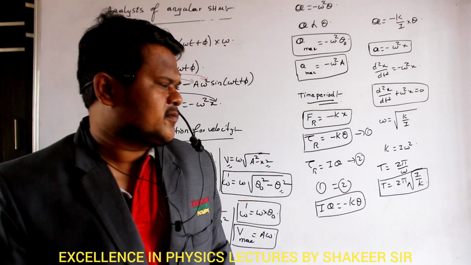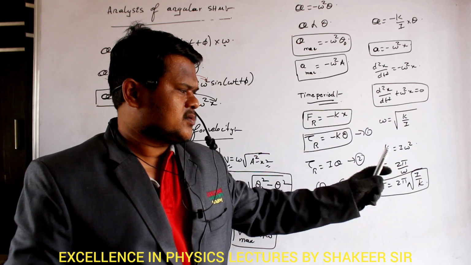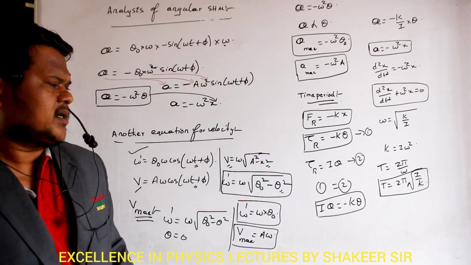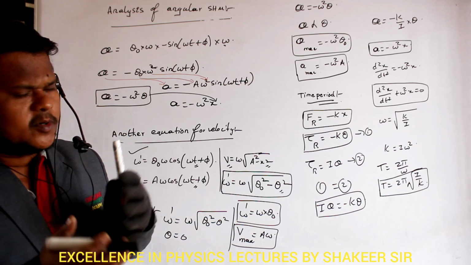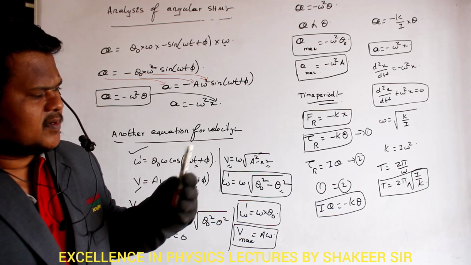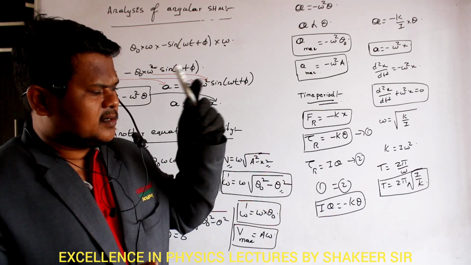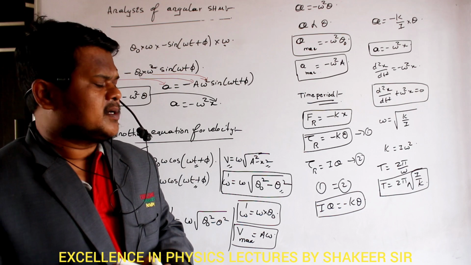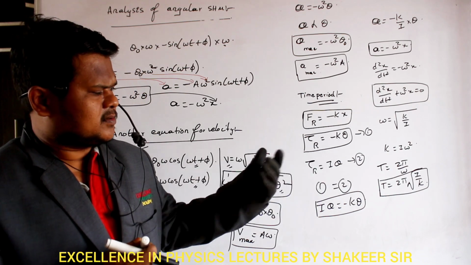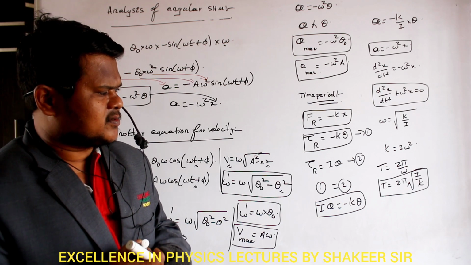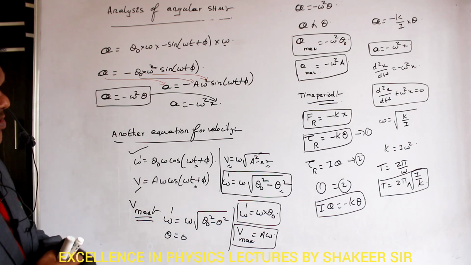Clear? So for an angular SHM, time period depends on this relation: T equals 2 pi root I by k. So definitely I can say that time period depends upon the moment of inertia of the particle. In linear SHM, T equals 2 pi root m by k, so there the time period depends upon the mass of the particle. But mass is comparable to moment of inertia in angular SHM, so definitely I get the same relation: T equals 2 pi root I divided by k. Clear? Come on, make a note up to here.